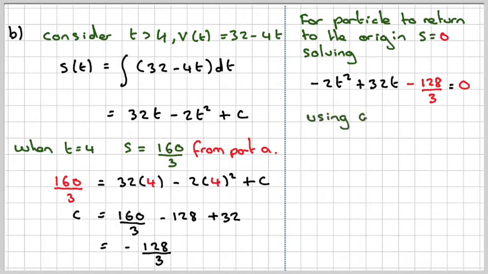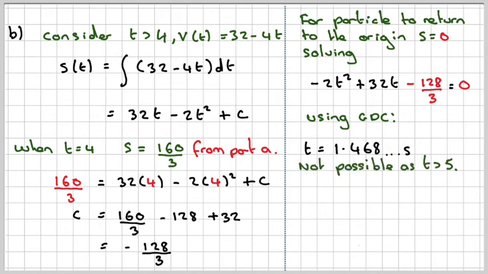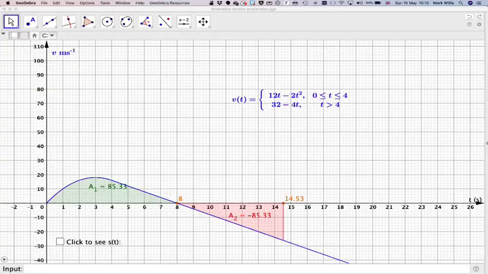So using our GDC equation solver, that will give t is 1.468. Now that's not possible, as t has to be greater than 4. So we can discard that value, and the other value the calculator gives is t is 14.531, which is t equals 14.5 seconds. So let's have a look at this GeoGebra app to see what this actually means.